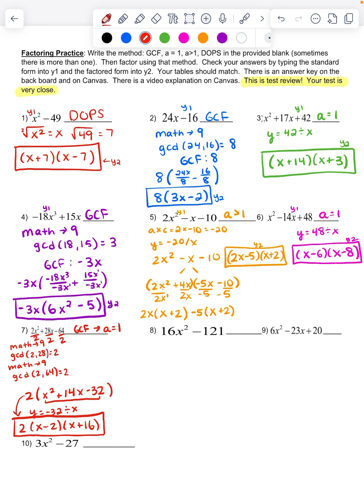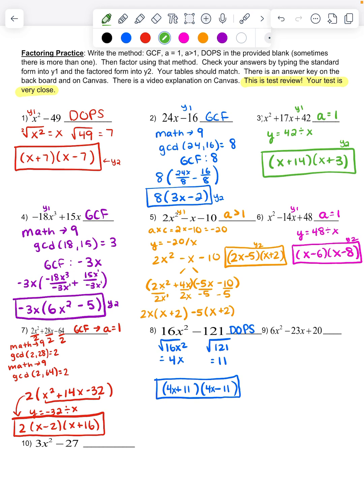For this next one, I see 16 and 121. It's a binomial, but I also know that 16 and 121 are both perfect squares. So this is going to be a DOPS problem. I'm going to take the square root of 16x squared and the square root of 121. The square root of 16 is 4, and the square root of x squared is x. The square root of 121 is 11. And with DOPS, you're just keeping the parentheses the same but opposite. So I'll put the 4x in both the first places and the 11 in both the second. And this problem is done.